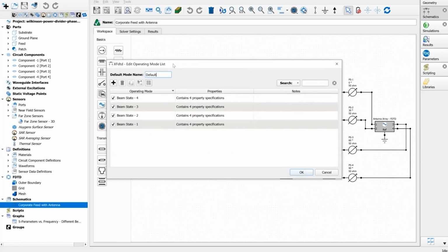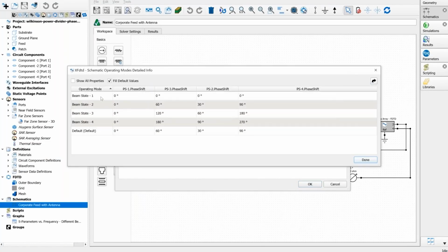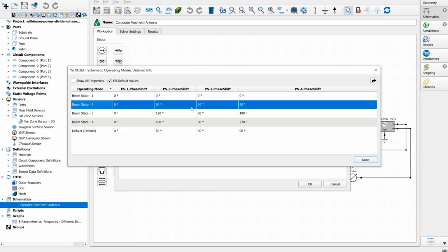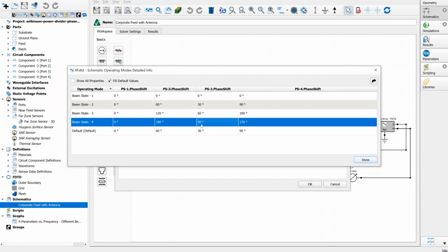We have operating modes defined here, so we have 4 different beam states, and if I look at them, beam state number 1 is using a 0-degree phase shift across each. Beam state number 2 is applying a 30-degree delta between them. Beam state 3 has a 60-degree delta, and beam state 4 has a 90-degree delta between them.